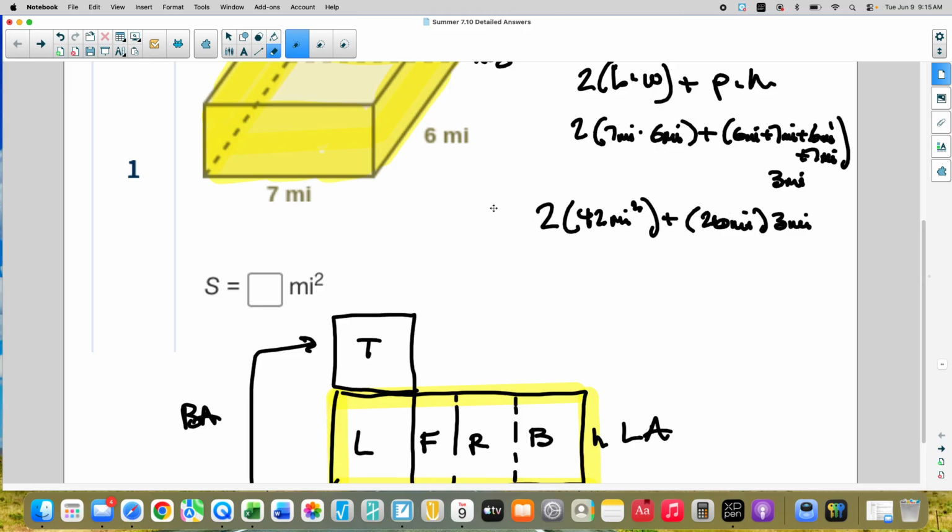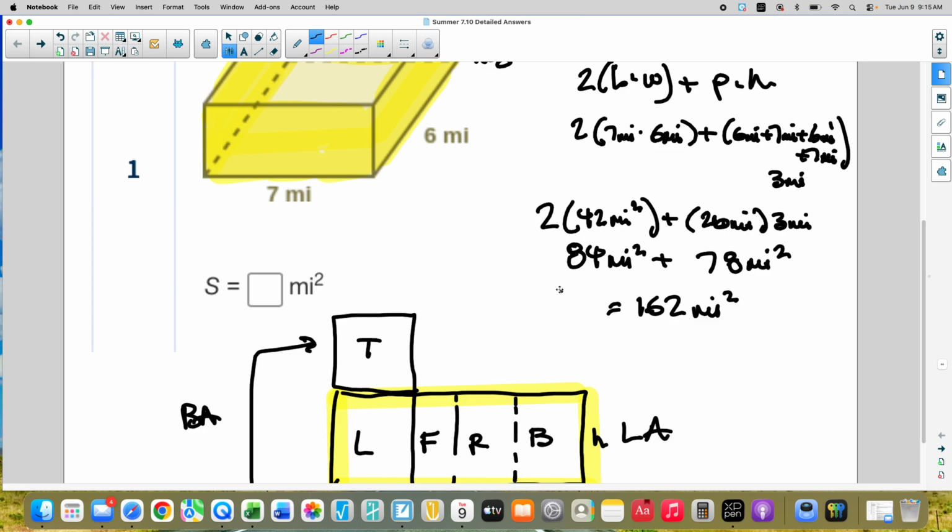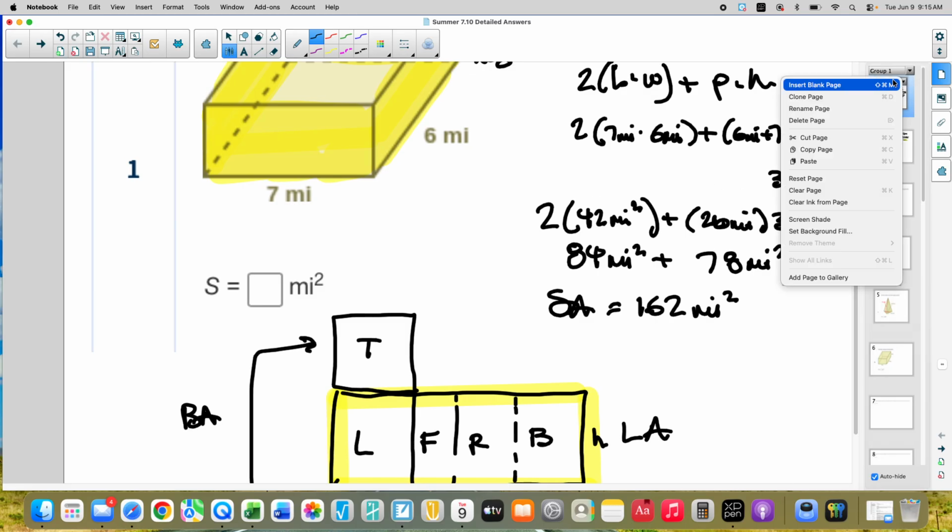So we have these two calculations. Let's multiply 2 times 42, which is 84 miles squared, and 26 times 3 is 78 miles squared, because miles times miles. And then we add up 84 and 78, which is 162 miles squared, the surface area of that object. Notice they provided you with the unit already. So I like that technique. I will show you another technique that you can use.